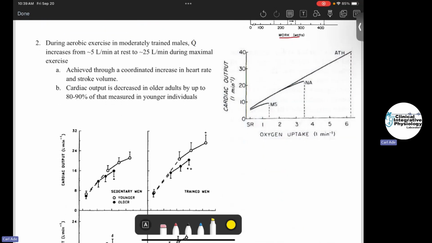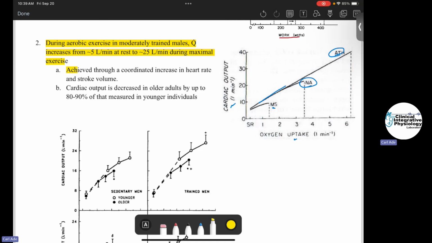So briefly, during aerobic exercise in just moderately trained individuals, cardiac output generally increases from about 5 liters per minute to about 25 liters per minute during maximal exercise. And the slope tends to be about 5 liters per minute for every 1 liter increase in oxygen uptake. And we can see over here in my figure to the right, here's our cardiac output, our oxygen uptake, and we can see this progressive increase. Here's our athlete, here's our normal adult, and this is actually mitral stenosis. So this would be like a cardiac patient.